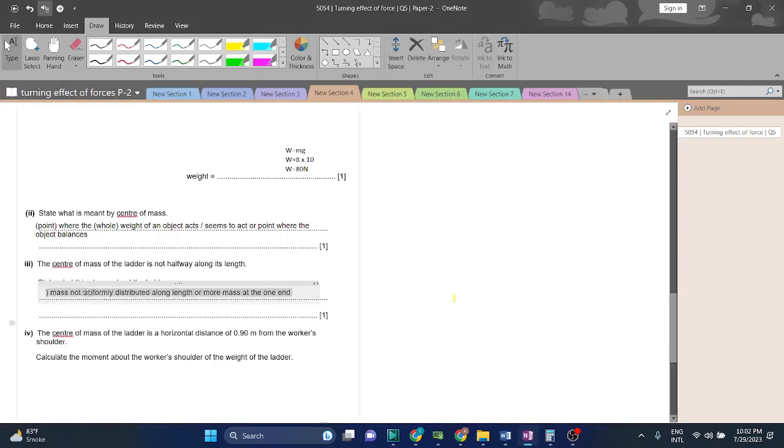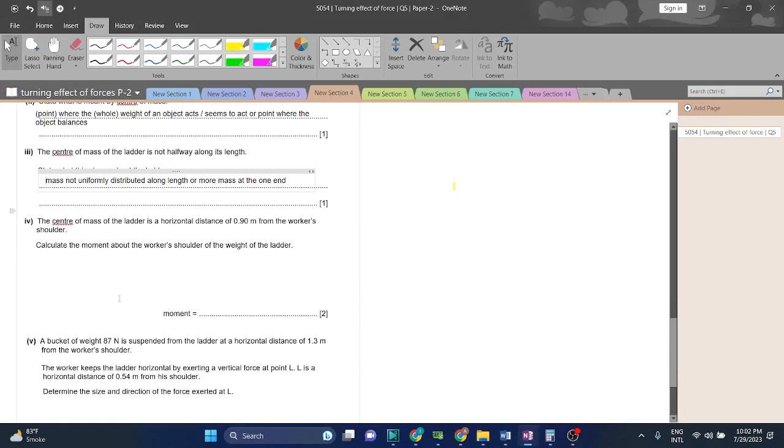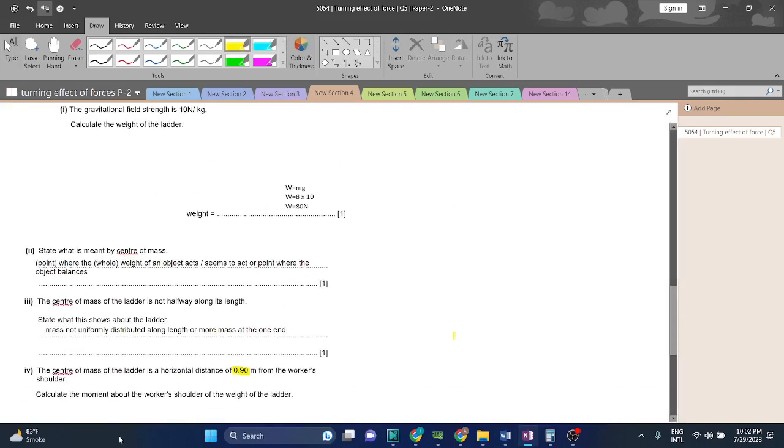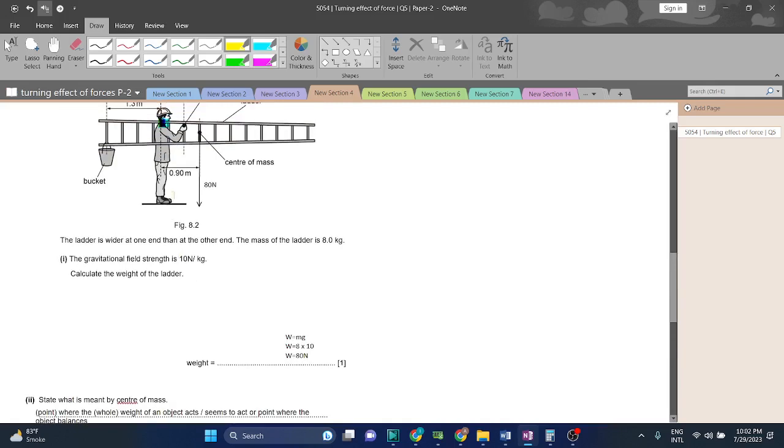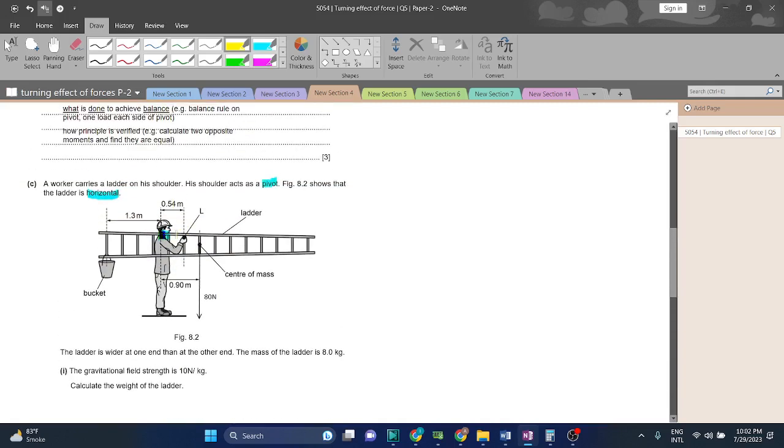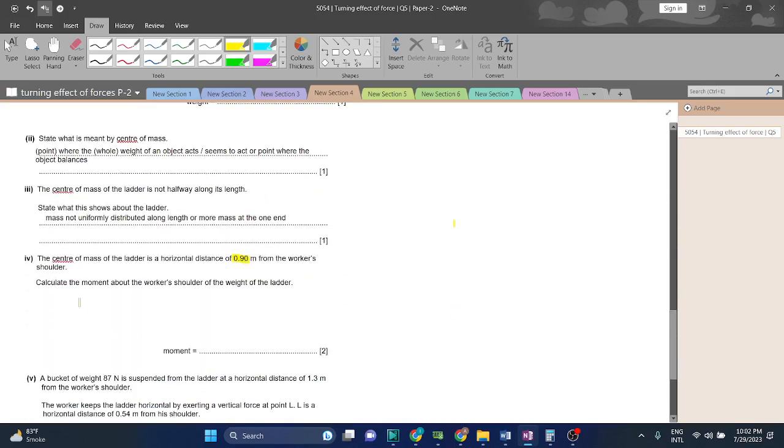Very simple question again. The center of mass of the ladder is a horizontal distance of 0.9 m, from here to here, as shown. Calculate the moment about the worker's shoulder of the weight of the ladder.